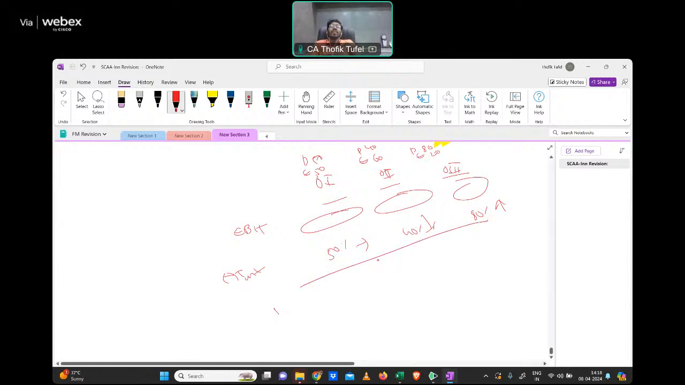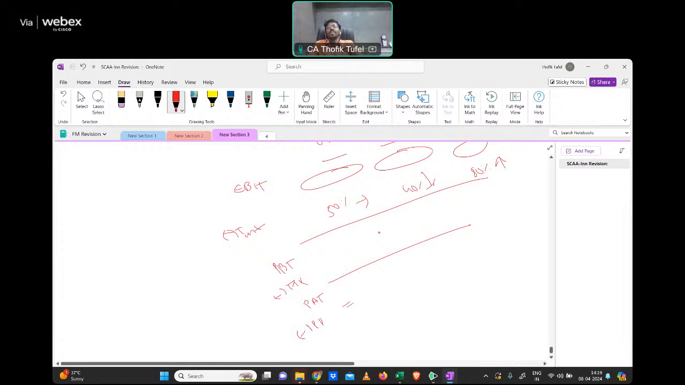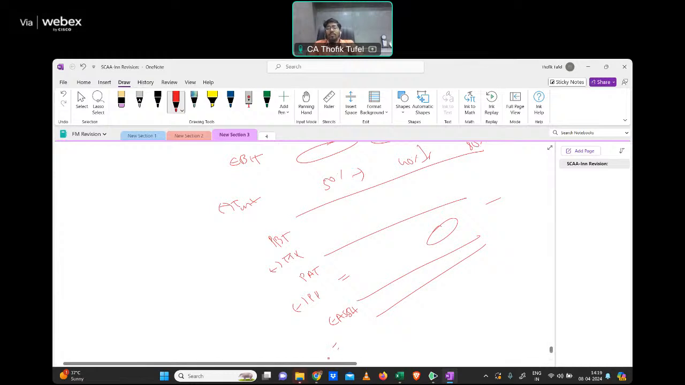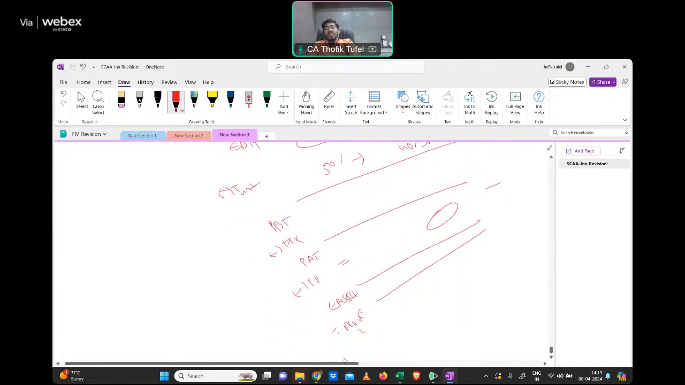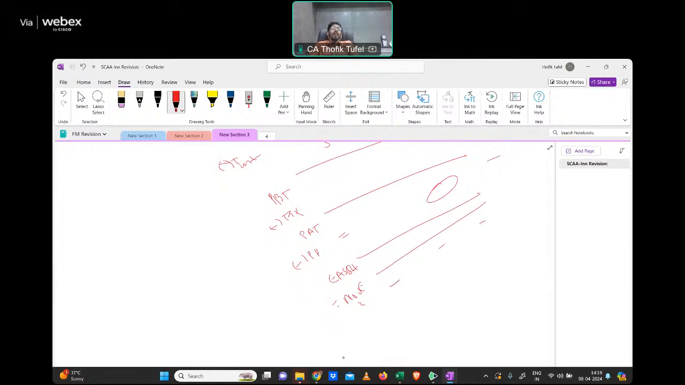Once I do EBIT minus interest, I will get profit before taxes. Now I have to reduce taxes, and I will get profit after taxes. Suppose I am not having any preference dividend here, but here I am having preference dividend of 10%. What remains will be the earnings available to equity shareholders. On this, I have to divide by the number of equity shares. The number of equity shares will be different for all three, because here the equity is 50%, here 50%, and here 20%. You just write the respective equity, and then this will be your EPS.